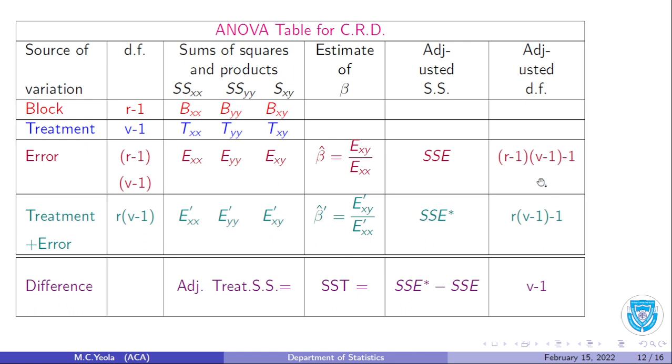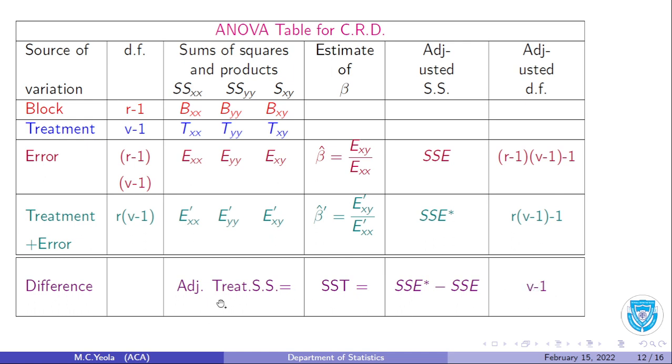And if we add this with this, sorry, not addition here, actually we are subtracting and we get this one. See how we are getting this: SST is SSE star minus SSE, this minus this. Same way we do this minus this here. Treatment plus error is this one, and we subtract error from that, so we should get the treatment degrees of freedom, that is V minus 1 here. So this minus this we do, and we get this one here.